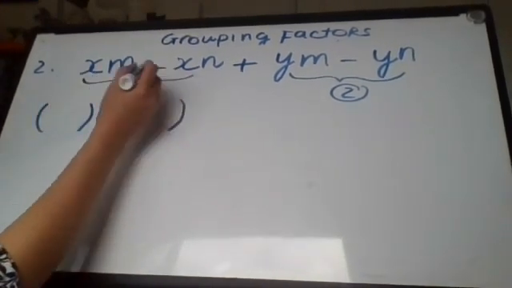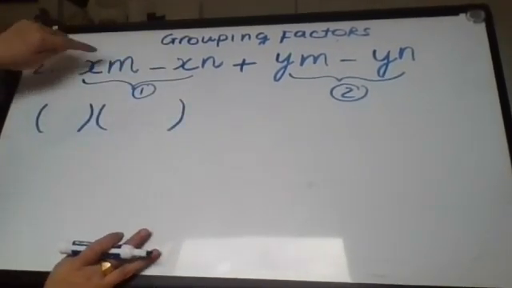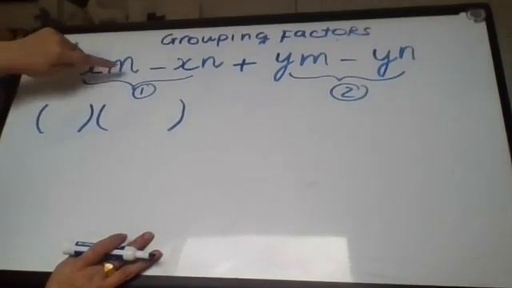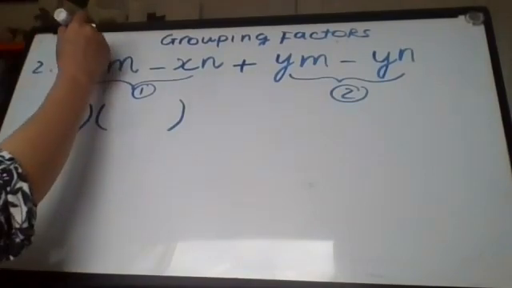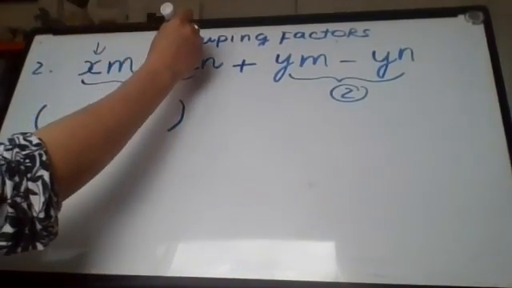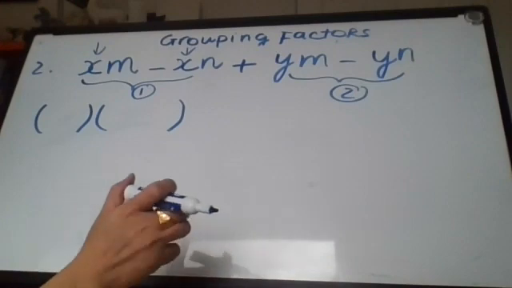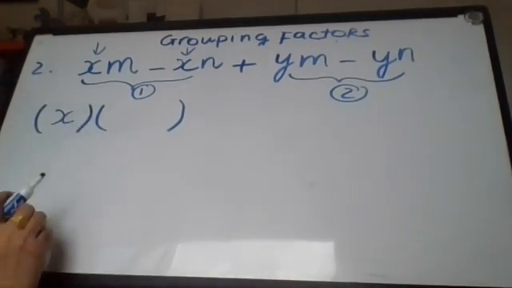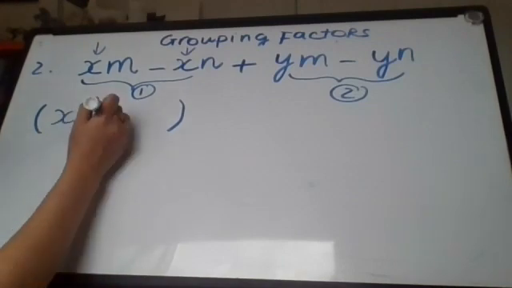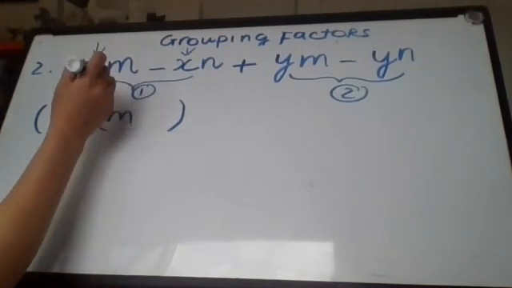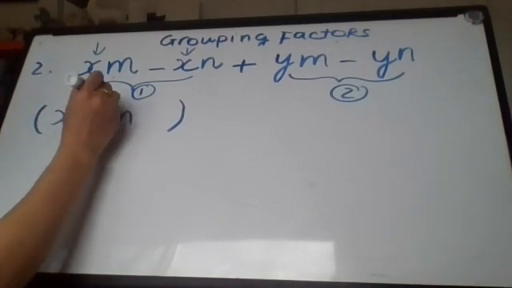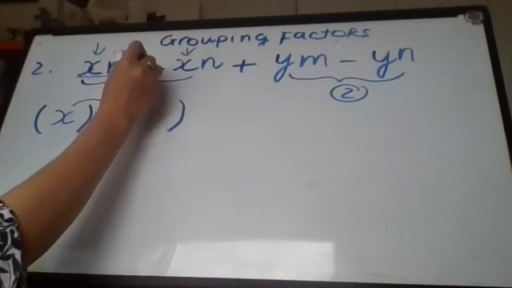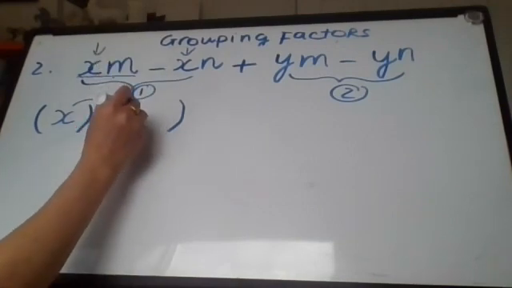Okay, so what is the common factor in here? Number 1, of course. What about letters? We have x in here, we also have x in here. So the x turned out to be a greatest common factor we can pull out now, right? So I'm going to put x. What goes in here? Of course, it's got to be m, because when I distribute, I should get back to the first term, xm. I'm going to copy down the negative, right?